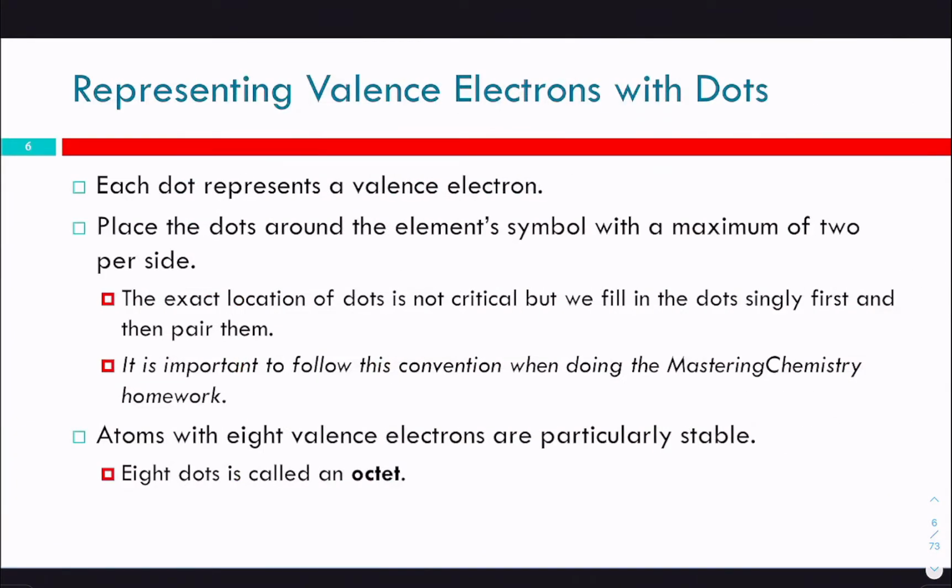So each of those dots represents a valence electron. We place the dots around the element symbol with a maximum of 2 per side. The exact location is not critical. So you could fill the dots one at a time first and then pair them, or you could pair them. But we fill the dots in singly first and then pair them. It's important to follow this convention.